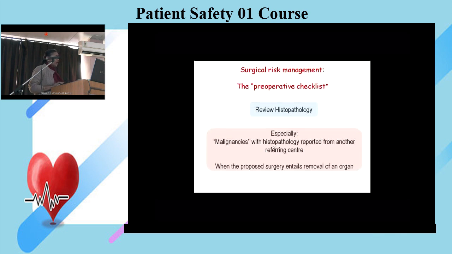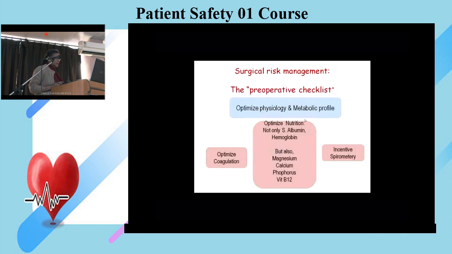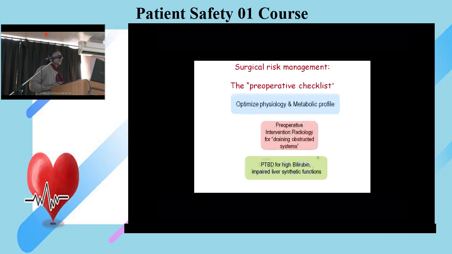Optimize physiology and metabolic profile, coagulation, nutrition. Nutrition, not only albumin and hemoglobin, but also things like magnesium, calcium, phosphorus, B12, because they are very important for perioperative recovery. Incentive spirometry for every patient who is going to undergo a major surgery. Sometimes preoperative interventional radiology to drain obstructed systems helps in optimizing physiology, say a PTBD for high bilirubin, and that is why Dr. Rajnikant is such an important part of our team.